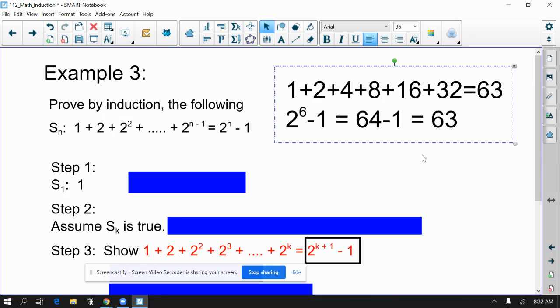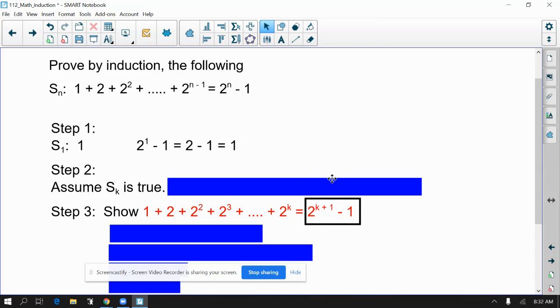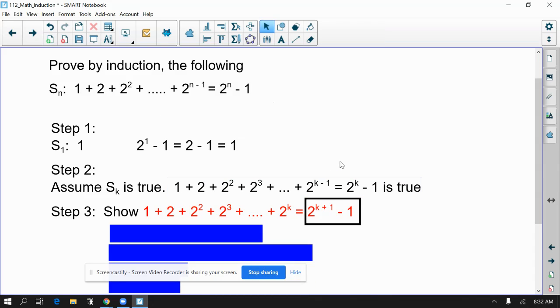All right, let's prove it works for all positive integers. Step 1, the first term on the left is 1. On the right-hand side, the first term is when n equals 1. So 2 to the first minus 1 is 1. Step 2, assume that is true up to integer k.